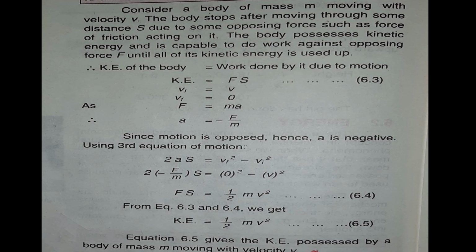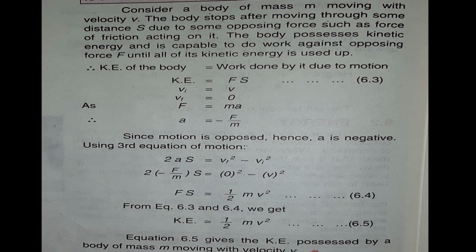So from the third equation of motion, 2as is equal to vf square minus vi square. Now put the value of a, which is equal to minus F over m: minus 2F over m times s is equal to 0 minus v square. Hence, on the left side, m is being divided, and when it moves to the right side of the equation, it will be multiplied with v square, and the 2 which is being multiplied on the left side will be divided on the right side. And on both sides we have a negative sign, which will cancel out, and Fs on the left side will be equal to half mv square.